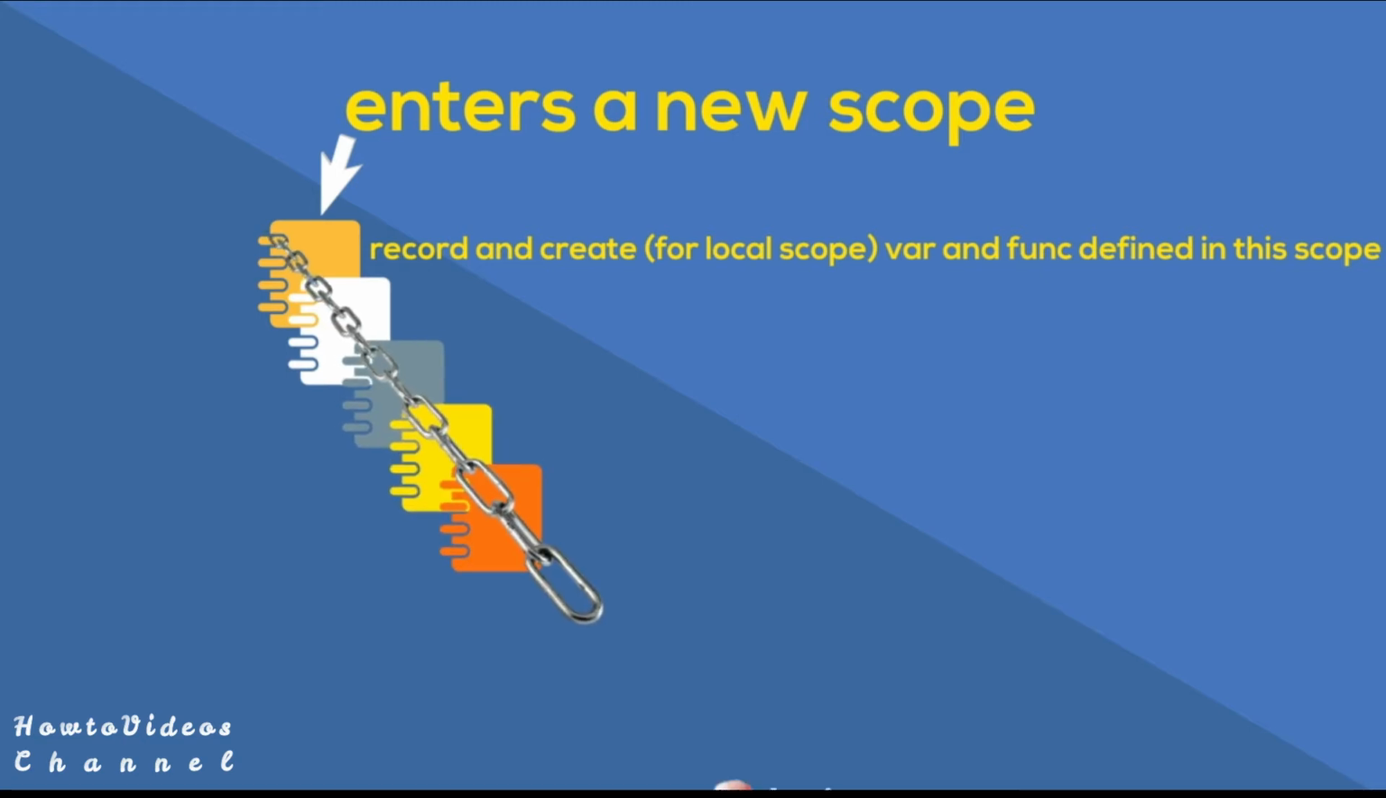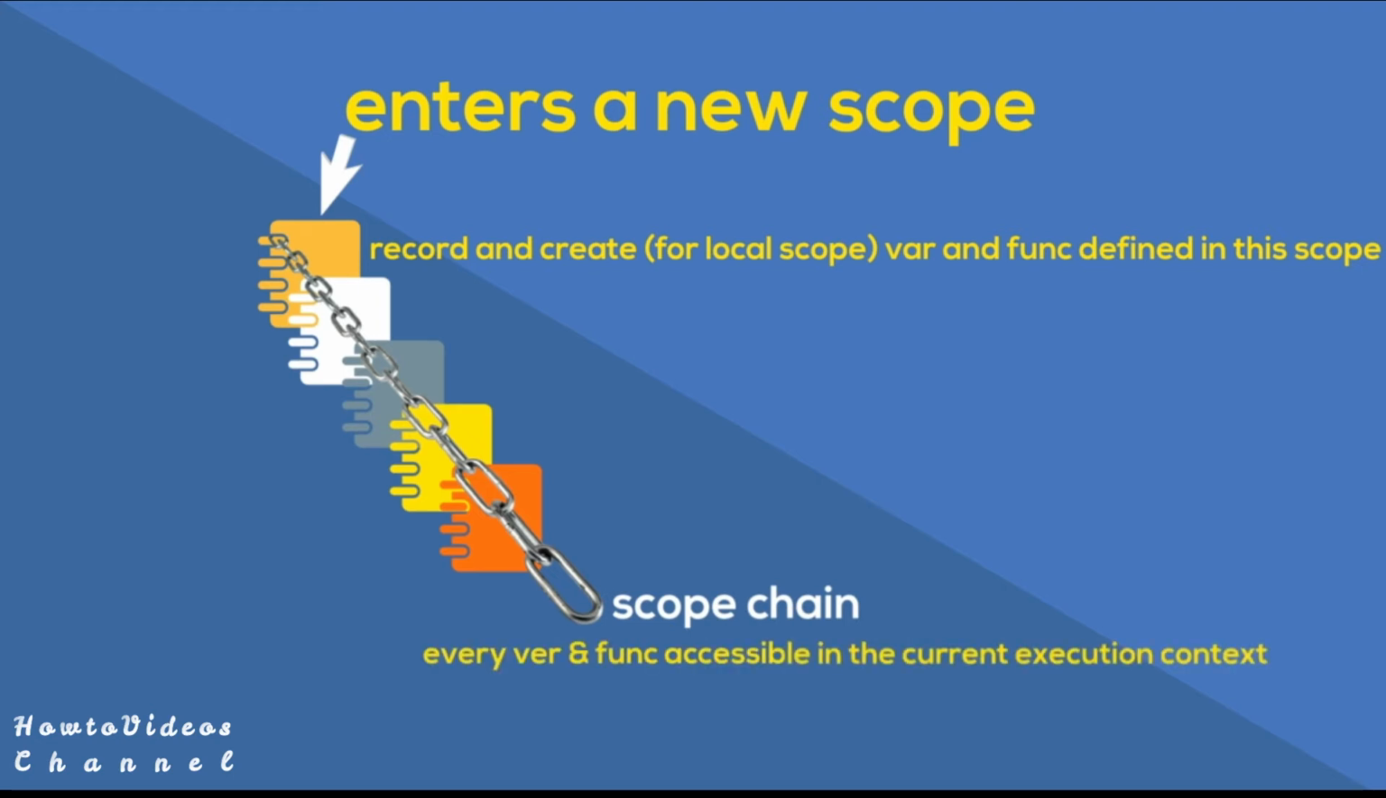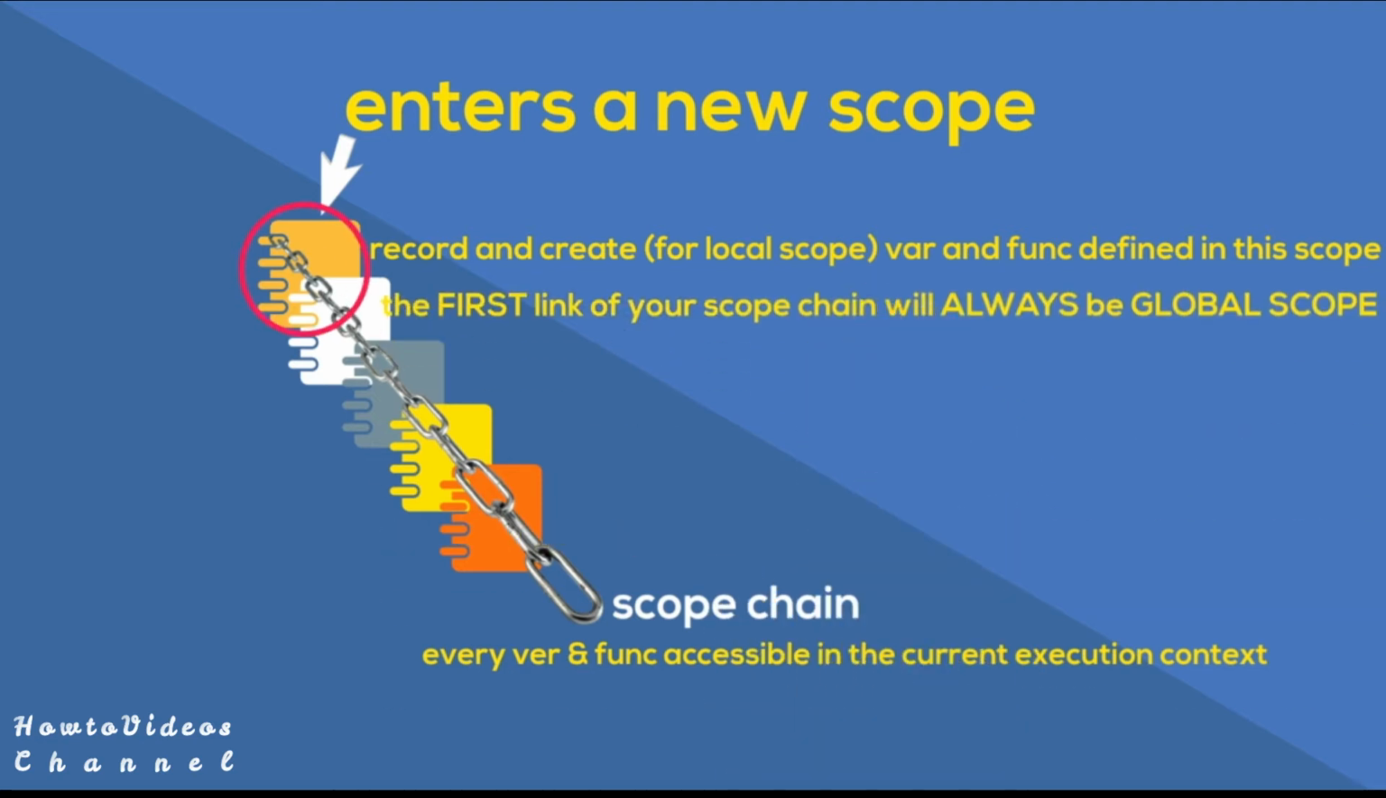The chain of list is called scope chain. Basically, scope chain records all variables and functions that are accessible in the current execution context. Whatever your program design is, when we execute it, we will always start at global level. Therefore, the first link of a scope chain is always the global scope.